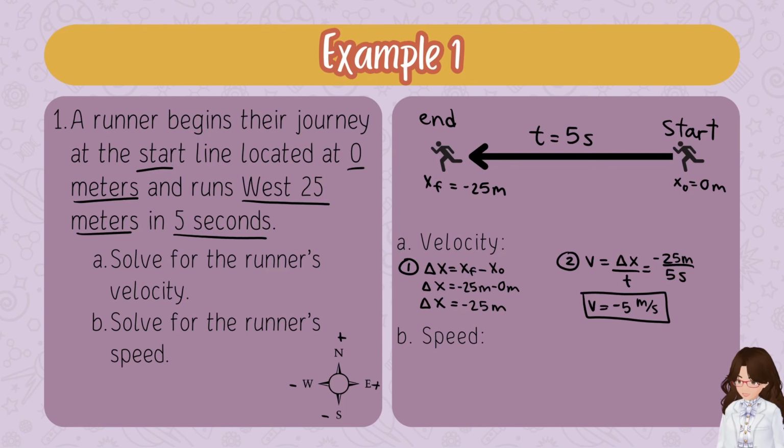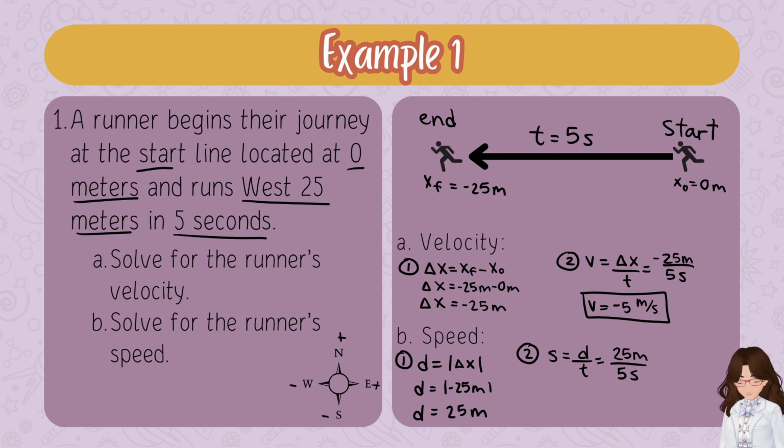In comparison, speed will be a relationship between distance and time. So we're going to solve for our distance first, which will be the absolute value or the magnitude of our displacement, which is equal to the magnitude of -25 meters, which is equal to 25 meters. We will then take that and plug it into our equation for speed, which is equal to distance divided by time. And in this case here, we would get 25 meters divided by 5 seconds. And notice that our speed has the same exact magnitude as our velocity. It just does not have a sign because it's not dependent on the direction of motion.